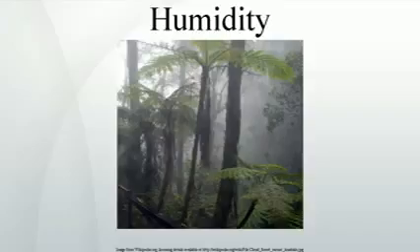Effects. Animals and plants. Humidity is one of the fundamental abiotic factors that defines any habitat, and is a determinant of which animals and plants can thrive in a given environment.